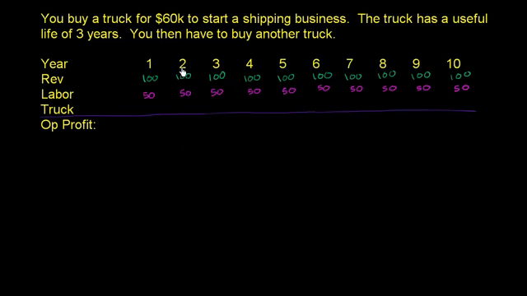This is year 1, year 2, year 3, year 4. This is the revenue that we make in each of those years. So it's kind of a business that right from the get-go, we start making $100,000 a year. This is all in thousands. So this is 100,000, and it kind of just stays steady there. We just keep making $100,000 a year in revenue for the first 10 years.